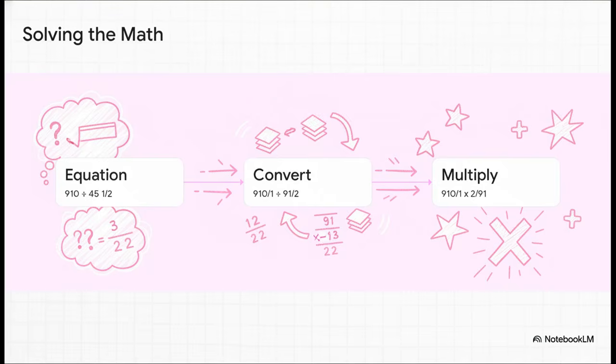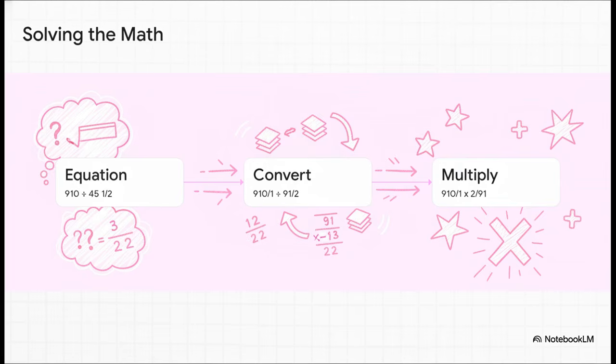Moving to our next steps, we plan and write our equation. 910 divided by 45.5. Now, watch how we apply our entire fraction toolkit step by step. First up, we deal with that mixed number. 45 times 2 is 90, plus 1 is 91, so our daily dose becomes 91 over 2. We also rewrite our whole number, 910, as a fraction, 910 over 1. Our problem is now 910 over 1 divided by 91 over 2.